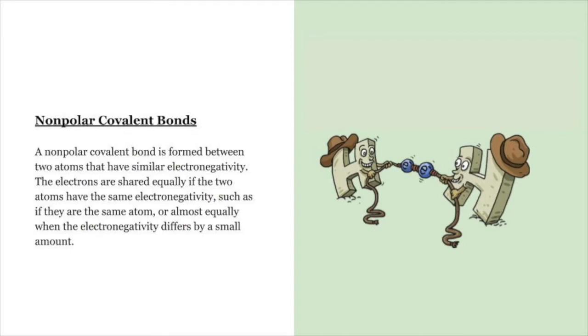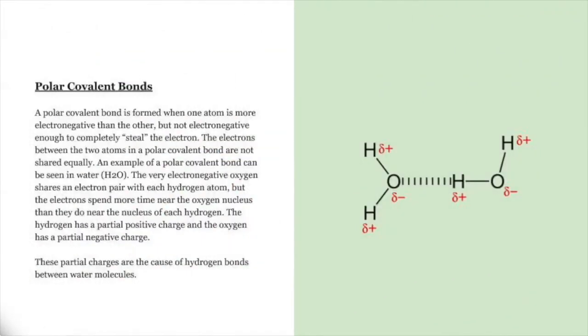Nonpolar covalent bonds. A nonpolar covalent bond is formed between two atoms that have similar electronegativity. The electrons are shared equally if the two atoms have the same electronegativity, such as if they are the same atom, or almost equally when the electronegativity differs by a small amount.